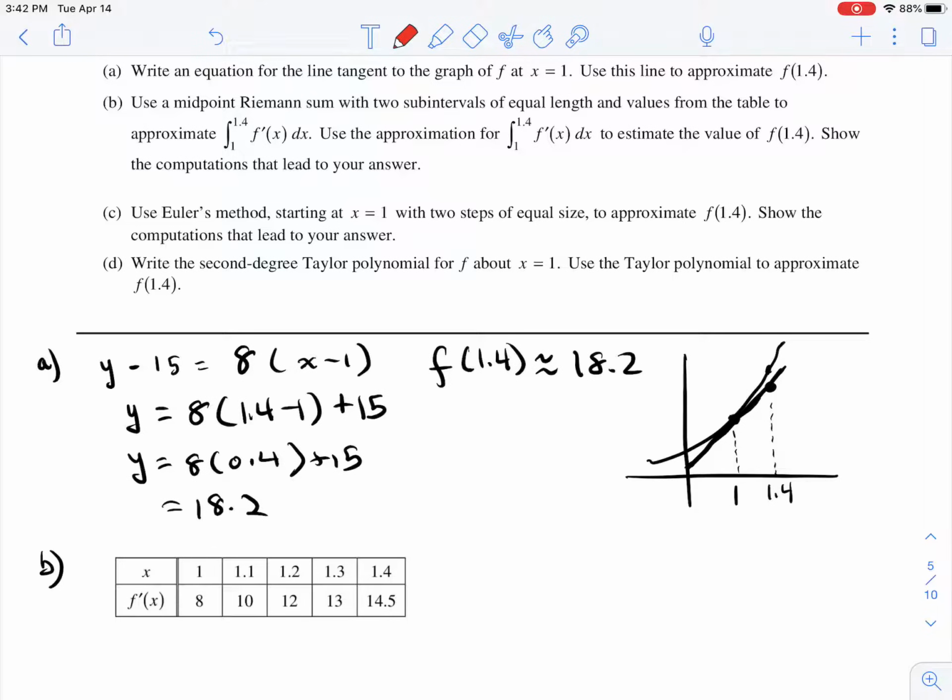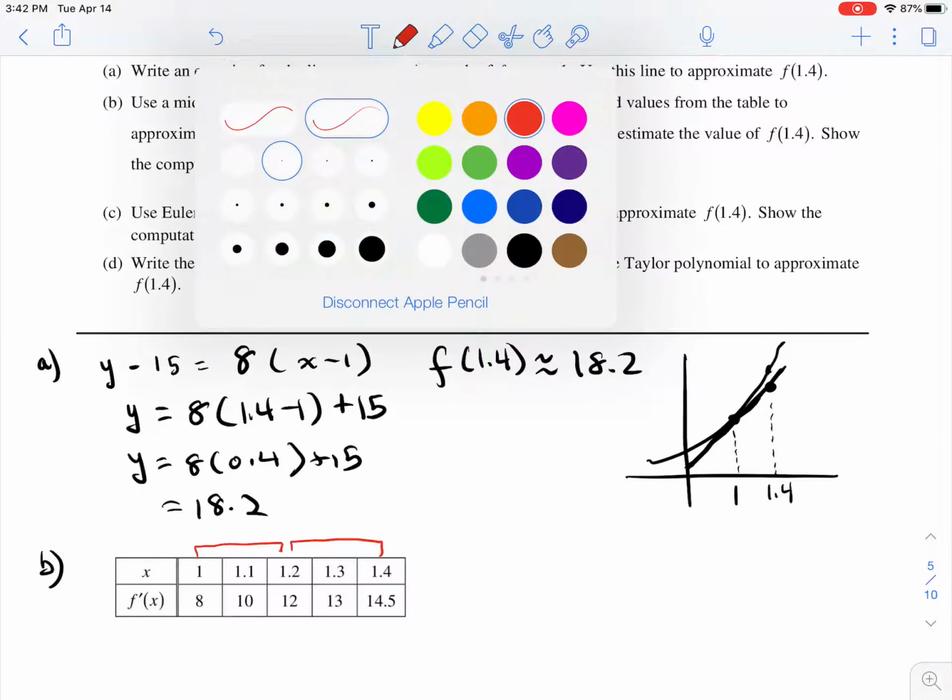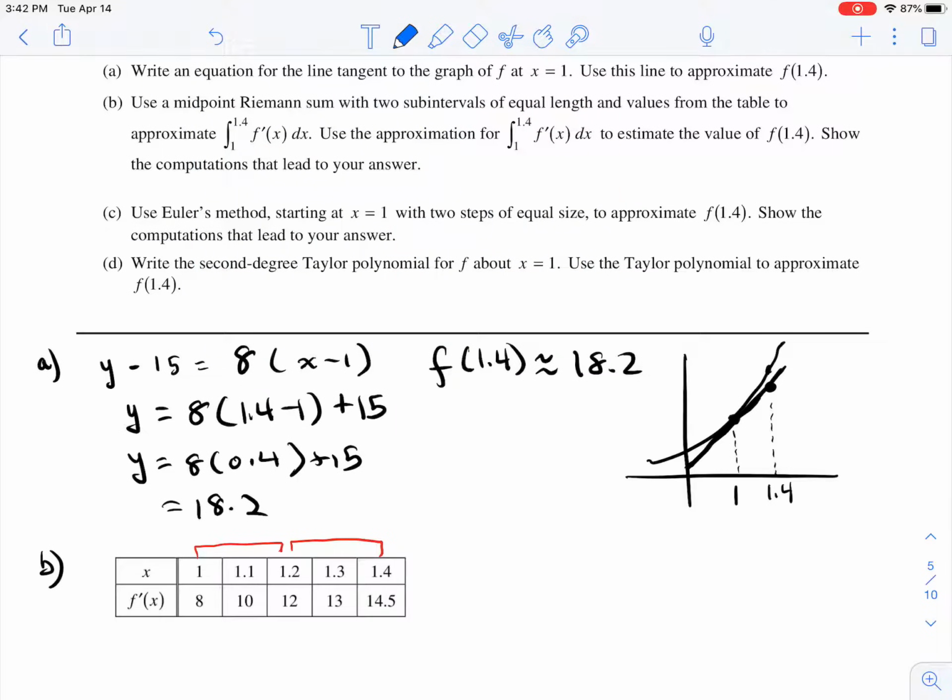So we're going to come up with 2 subintervals. So from 1 to 1.2, that's one subinterval. And then from 1.2 to 1.4, there's our second subinterval. Specifically, we're using a midpoint Riemann sum. So the midpoint would be here of that first subinterval, and our second midpoint would be right over there.